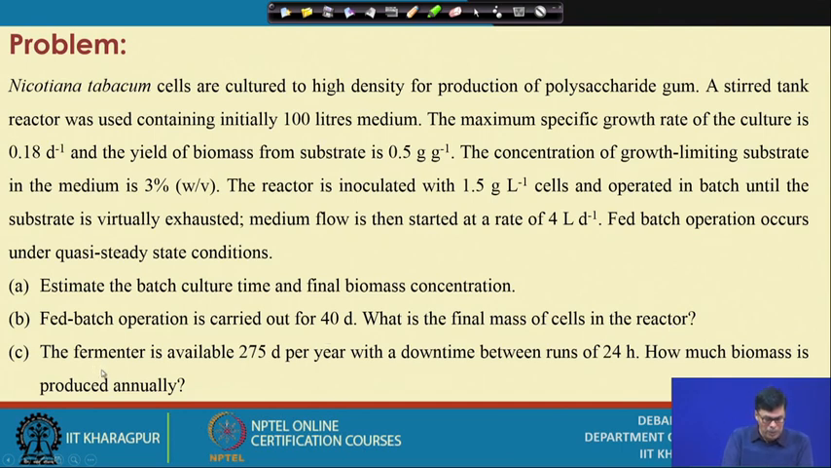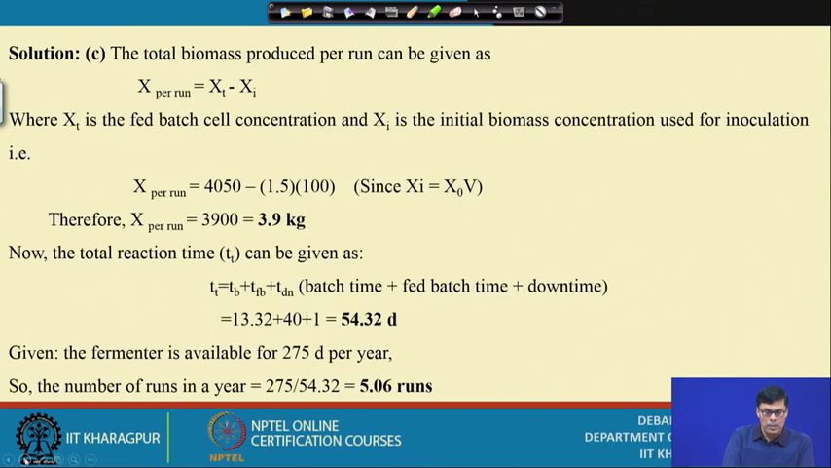And the third part is that the fermenter is available 275 days per year, with a downtime between the runs of 24 hours. How much biomass is produced annually? So, let us see how you can solve this. Per run, how much cell mass can we produce? This is the total cell mass, and this is the initial cell mass. So, per run, how much is the final?